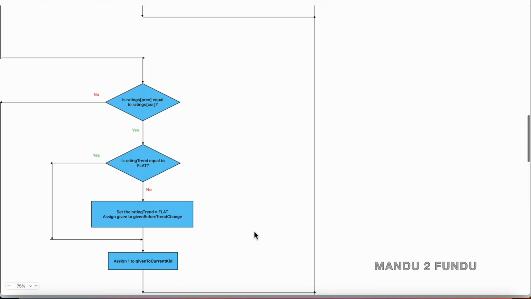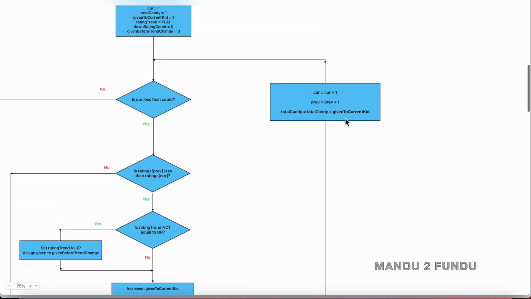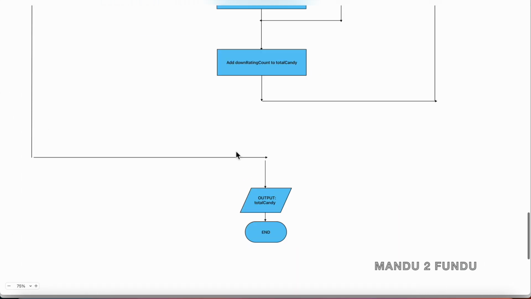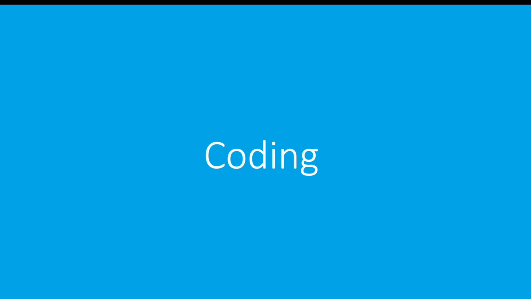Then finally we add the given to current kid count to the total candy and increment the current and previous pointer. Then process the next element in the array. So once we process all the elements, we come out and return the total candy. Let's move on to coding.